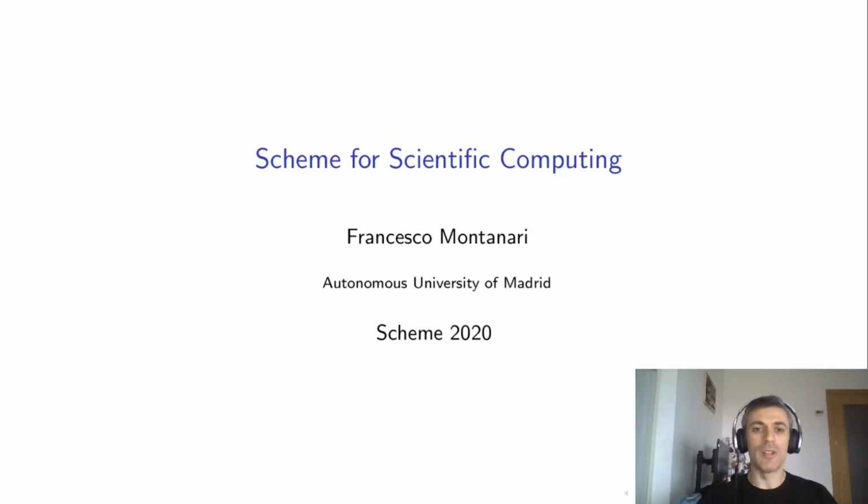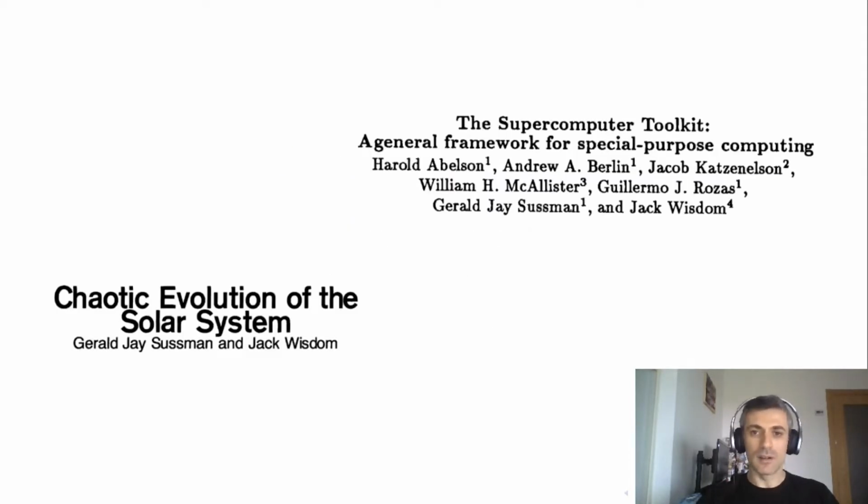Scheme and Lisp languages in general have never been a widely adopted choice for physics, but there are very interesting examples. For instance, there are these seminal works from the early 90s based on the supercomputer toolkit, which was a framework to build special purpose machines, like the machine that was used to integrate the motion of the solar system, leading to important scientific results, probing the chaotic nature of this motion.